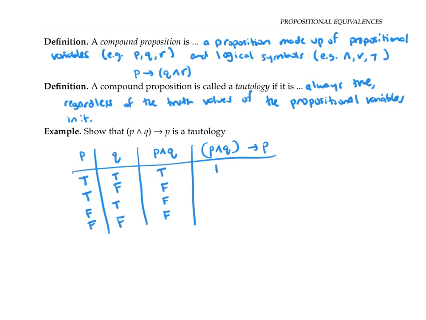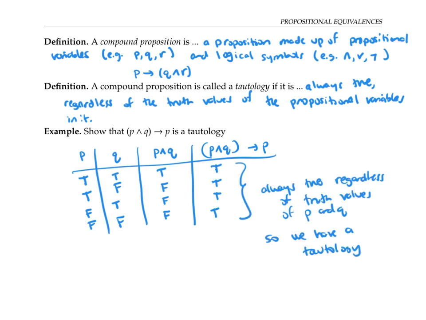So we get a true here. And it's going to be true anytime this premise P and Q is false. So it's going to be true in the next three lines. Therefore, the expression P and Q implies P is always true, regardless of the truth values of P and Q, and so it is a tautology.